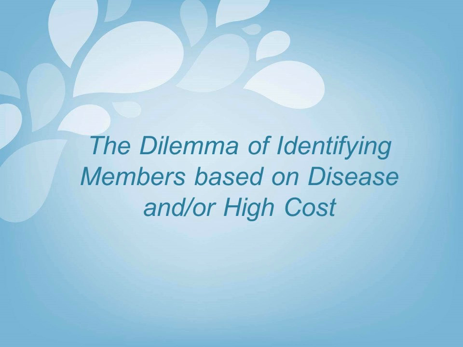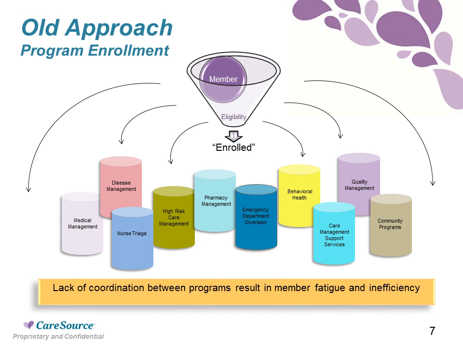But the starting point really became us as an organization trying to deal with what a lot of organizations are doing, working through the dilemma of identifying members based on disease and or high cost. So we were trying to continue to work through this issue of disease management, trying to identify programs based on costs. We have a model that probably looks similar to what a lot of folks have: we had members, we had various numbers of programs, and we attempted to take members, identify what programs they belonged in, and then slot them into these individual programs.